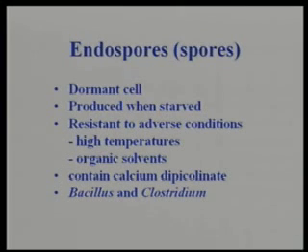The next lecture is going to get past the generalities, and we're going to start to focus on how we identify an organism in the clinical laboratory and how we use this in treating infectious diseases.